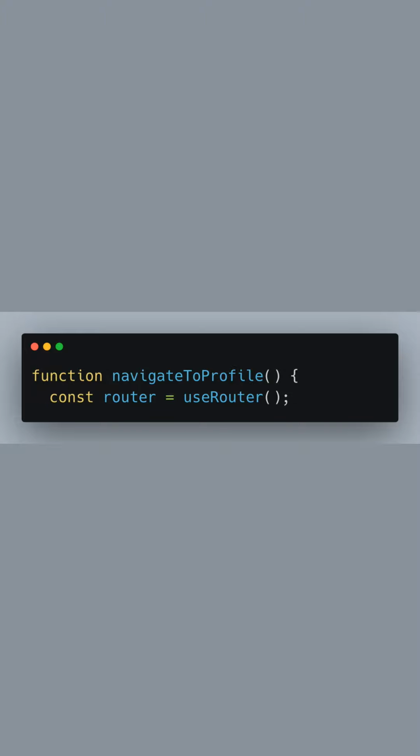Next, we define a function called navigateToProfile. Inside this function, we call useRouter to get access to the router instance. This instance provides us with the methods we need to program the navigation.